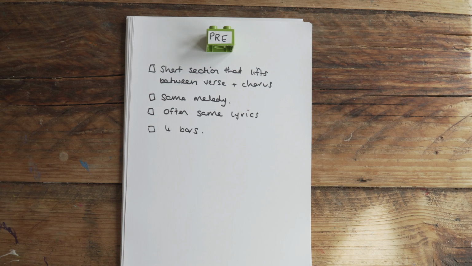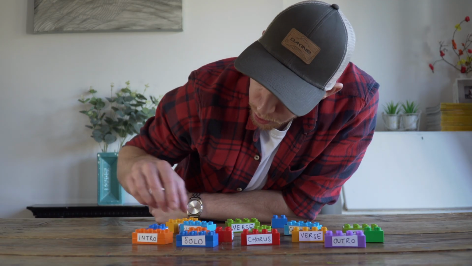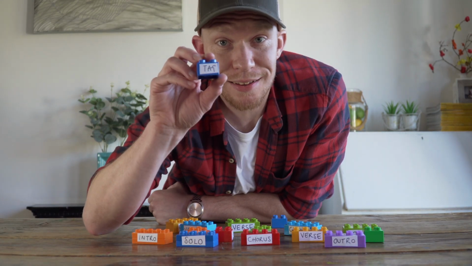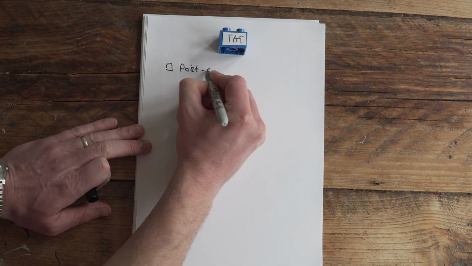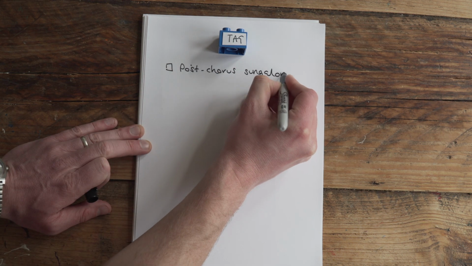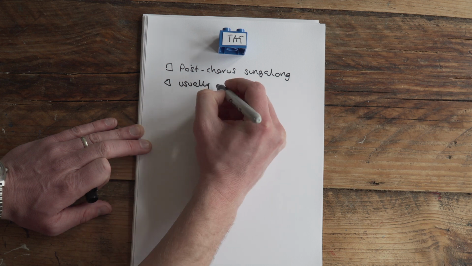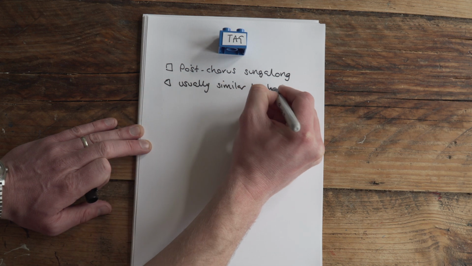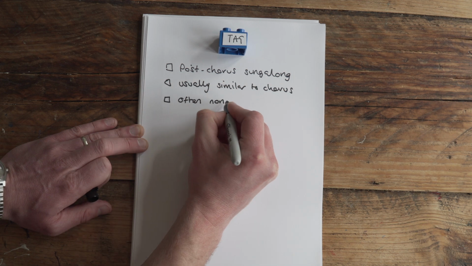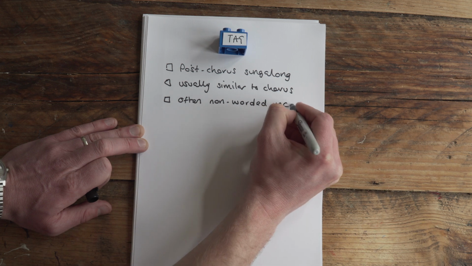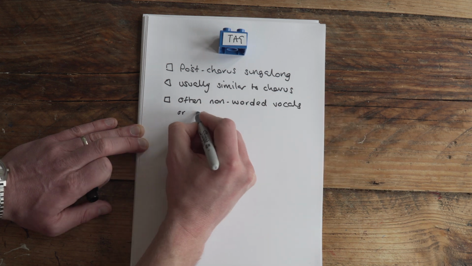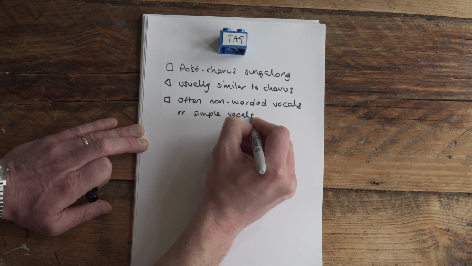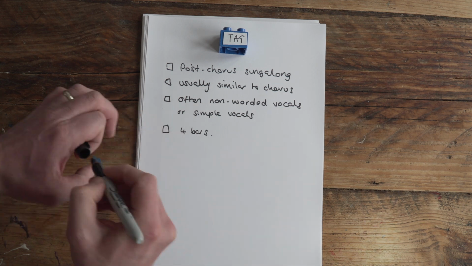4 bars is about right. The tag. The tag is a post-chorus sing-along. It's usually similar musically to the chorus, and often has non-worded or simple vocals that we can all wail along with, such as "shake it off, you got to shake it off, shake it off." Again, 4 bars ought to do it.